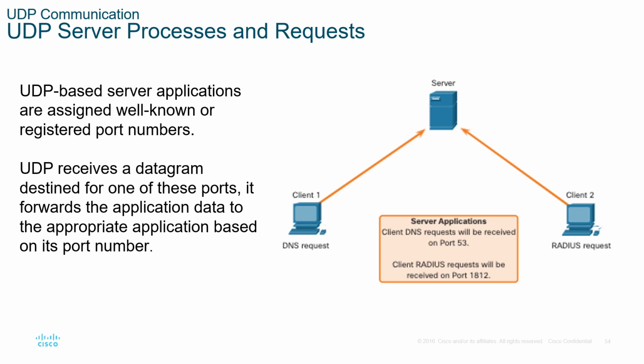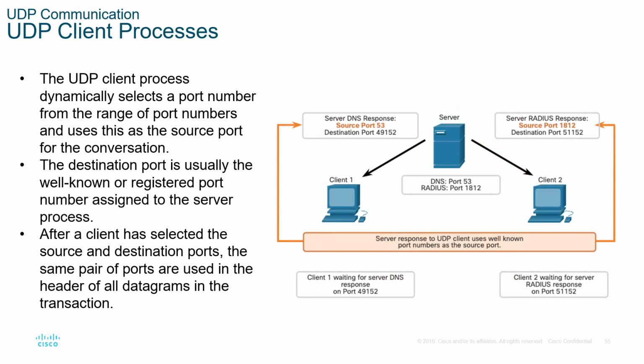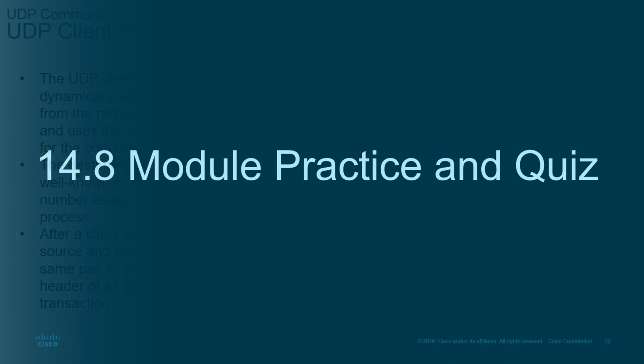So UDP-based server applications are also assigned well-known or registered ports. UDP receives a datagram destined for one of these ports and forwards application data to the appropriate application based on its port number. So you can see here they're going to do a DNS query, port 53 client process. And we're done.